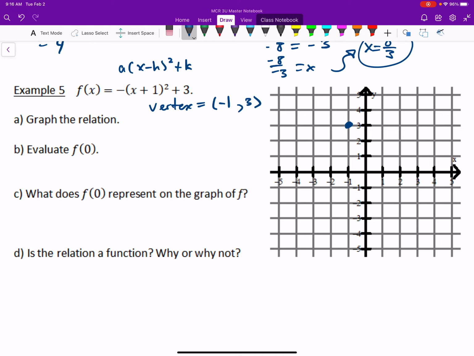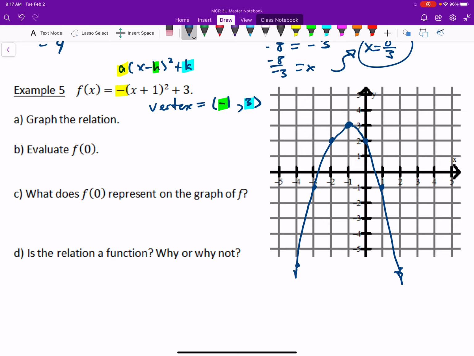And the direction of opening is negative 1. Or a is negative 1. The direction of opening is downward because a is negative. And we're going to follow the normal step pattern because it's not stretched. So I'm going to go over 1 and down 1 on either side of the vertex. Remember the step pattern, our good buddy? Over 1, down 1. And I've got a quick sketch of this quadratic using vertex form.